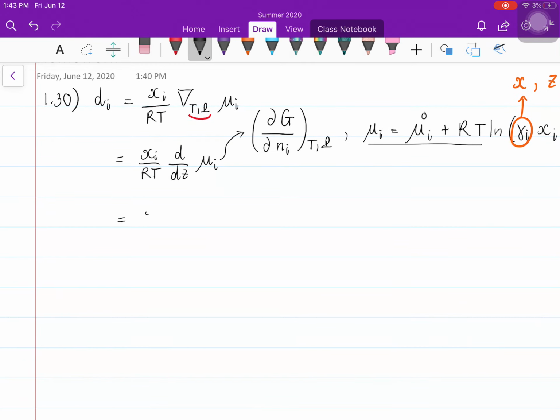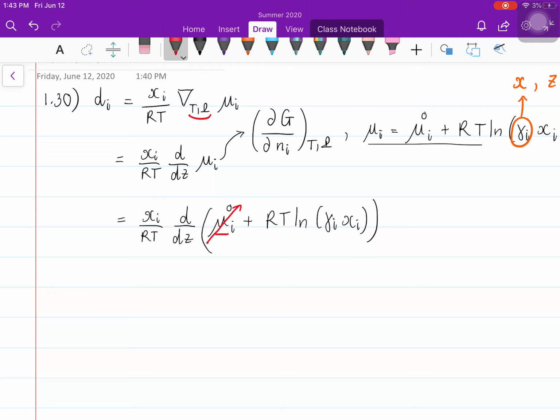So we have the driving force equal to the molar fraction of i over the gas constant times temperature, times the derivative with respect to position of the chemical potential of i at standard state plus the gas constant times temperature times the natural log of the activity coefficient of i times the molar fraction of i. Because the chemical potential of i at standard state is not dependent on position, this term is 0.